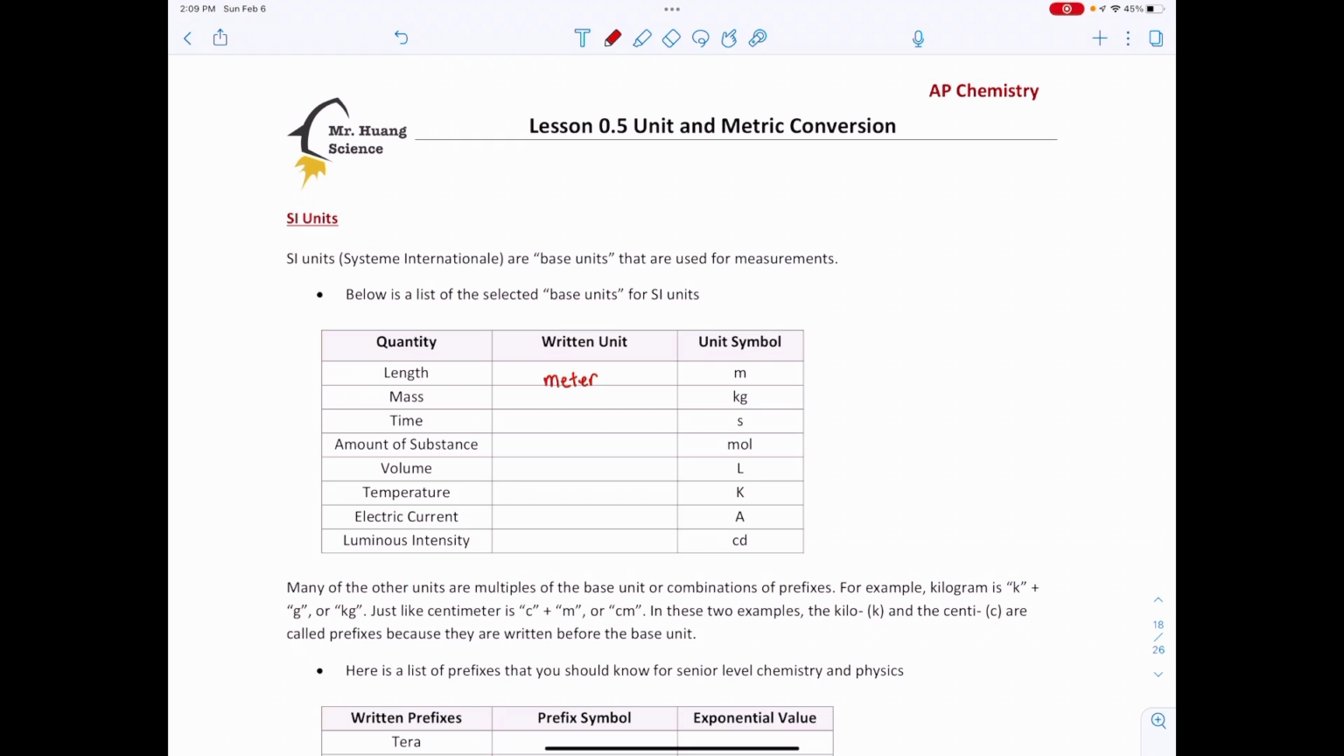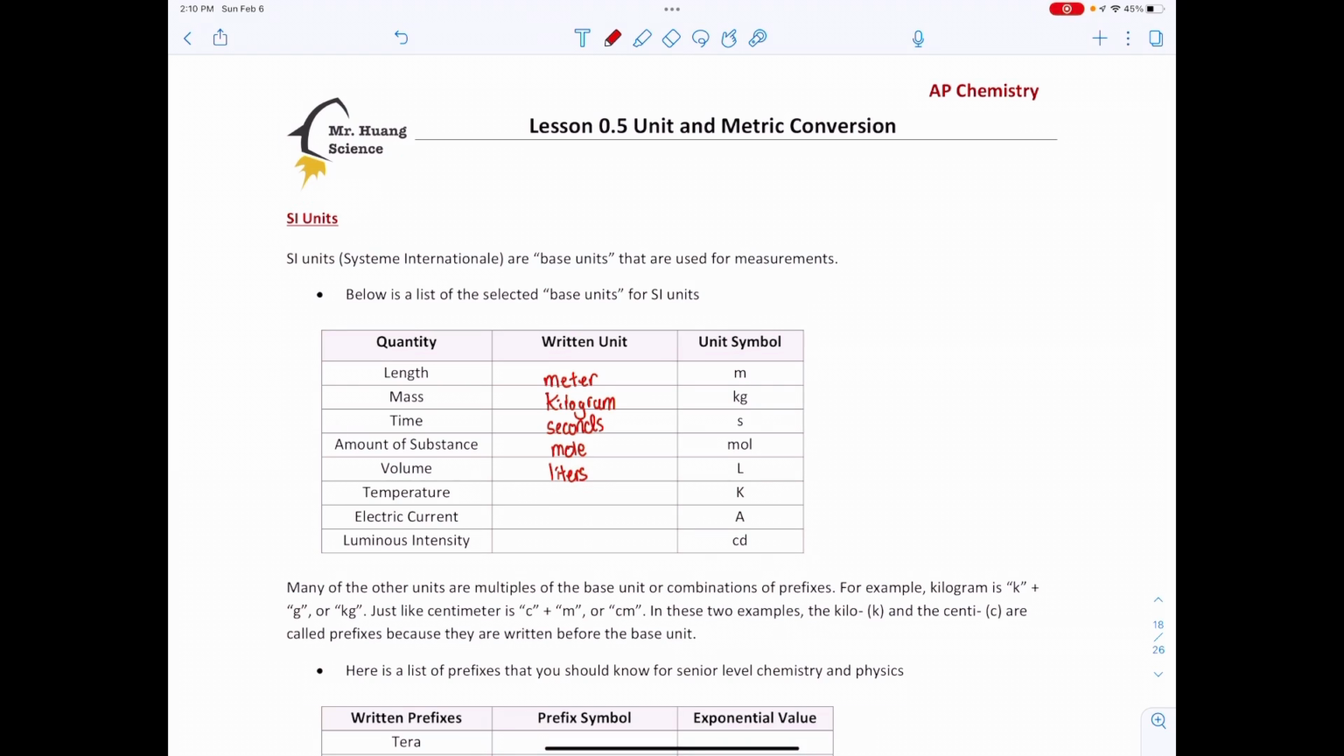If I'm measuring mass, then the unit that I want to use is going to be kilograms. For time, this is seconds. For amount of substance, or how many atoms or molecules I have, we like to use the unit moles. Now, moles is something that many of you haven't heard before, but that's something we're going to learn in Unit 1. For volume, the SI unit is liters.